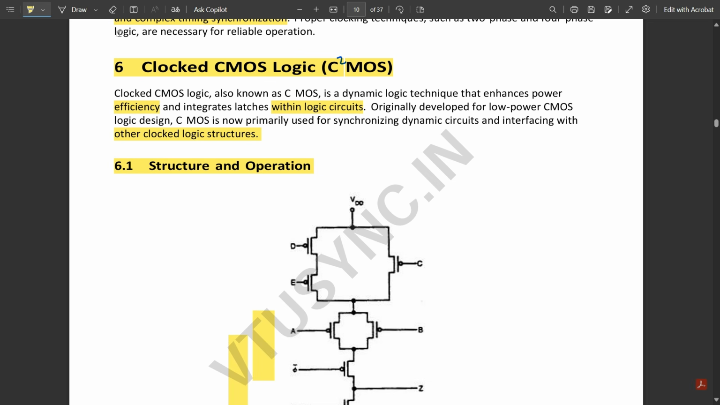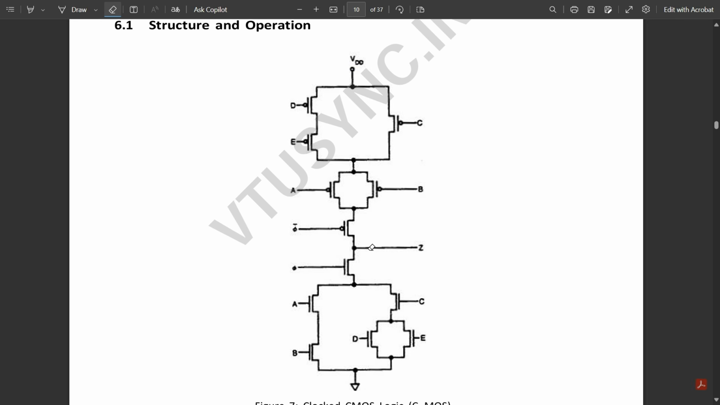In a simple way, clocked CMOS logic is where a clock signal is given to the CMOS logic. It is the same as complementary CMOS, but one clock signal is given, and that clock signal is the combination of one PMOS as well as one NMOS transistor. If you see the structure, you will come to know.